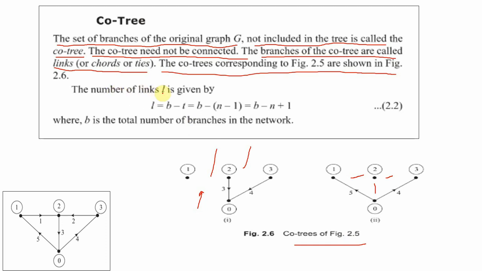Now the number of links L is given by L = B - T. But we know that T is N - 1. So putting the value of T, the equation becomes B - (N - 1), so it becomes B - N + 1. This is the formula for finding the number of links. In the GATE examination, sometimes a numerical is asked on this formula for 1 mark or 2 marks. So this formula is very important.